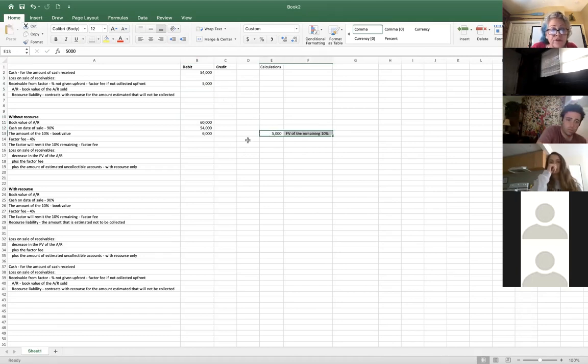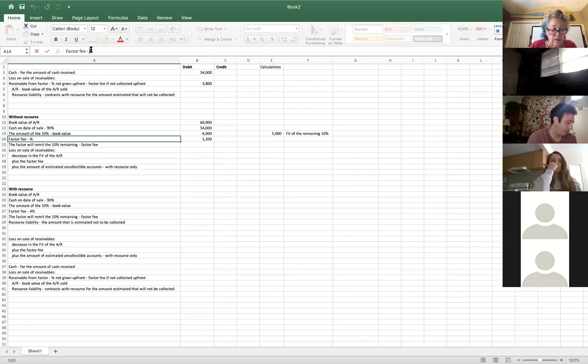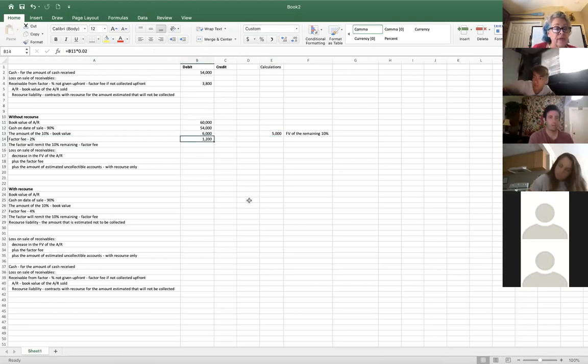And the factor fee is 4%, right? 2%. 2% of the book, 60,000, right? So the factor fee is 1,200. And so you took the fair value of the remaining 10% minus the factor fee of 1,200. Okay, so that's how we got the 3,800. Then what did you do? And then I debit the loss on sale of receivable.